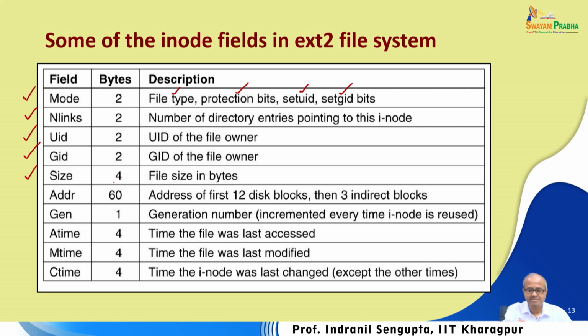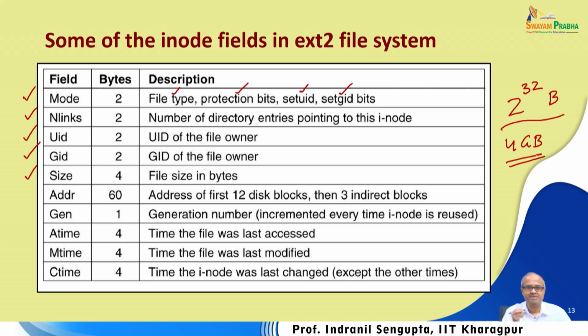So, see, this will give you a restriction. 4 bytes means 32 bits. So, the total file size can be maximum 2 to the power 32 bytes, which is about 4 GB, 4 gigabytes. But if you want files of even larger sizes, you cannot do it in ext2, you will have to go for a higher version, ext4 or something.